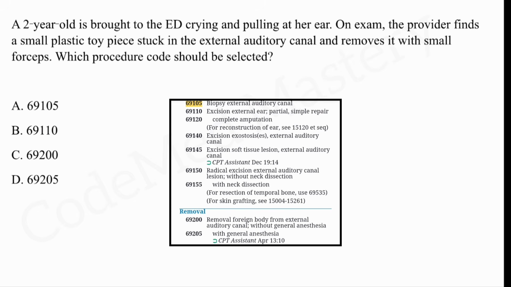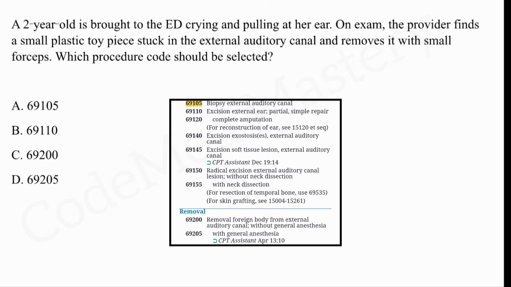Now let us read the question. A 2-year-old is brought to the ED crying and pulling at her ear. On exam, the provider finds a small plastic toy piece stuck in the external auditory canal and removes it with small forceps. Which procedure code should be selected? So here the provider finds small plastic toy piece stuck in the external auditory canal and removes it with small forceps. So what is the correct code?